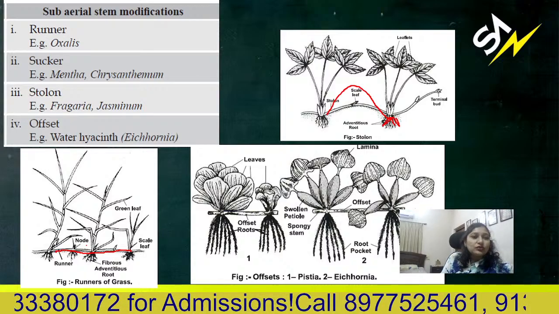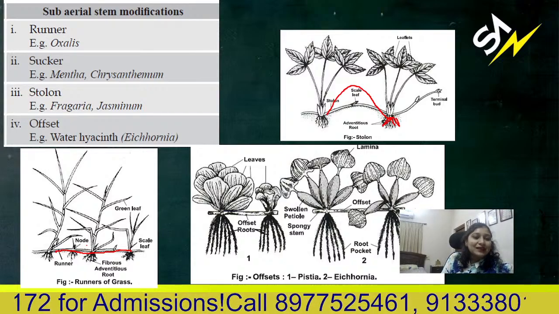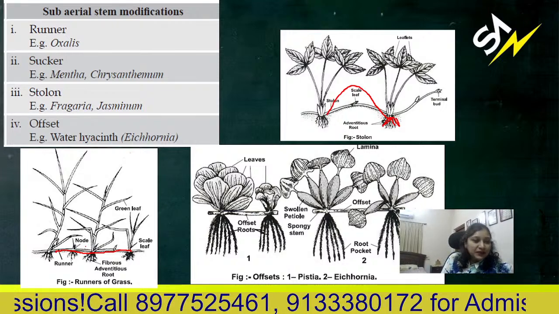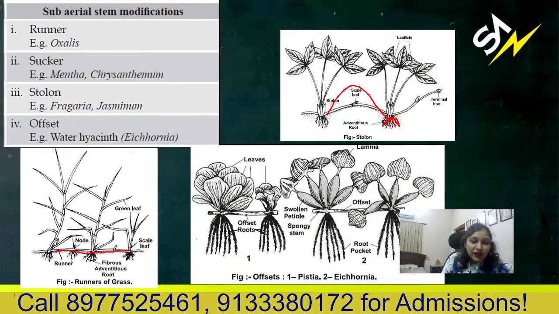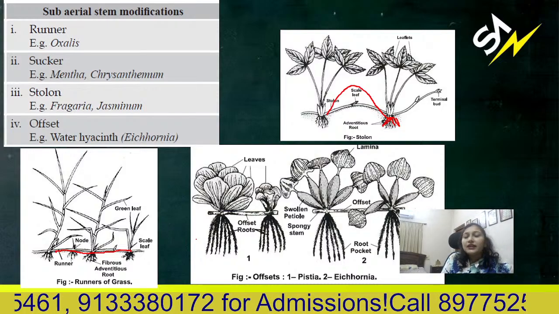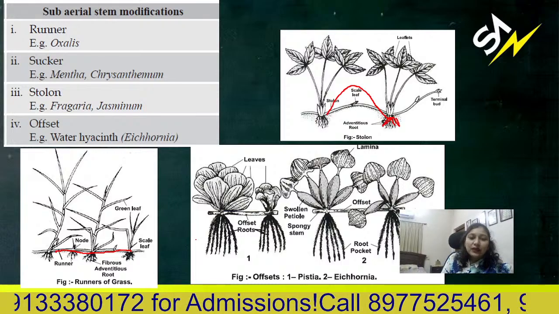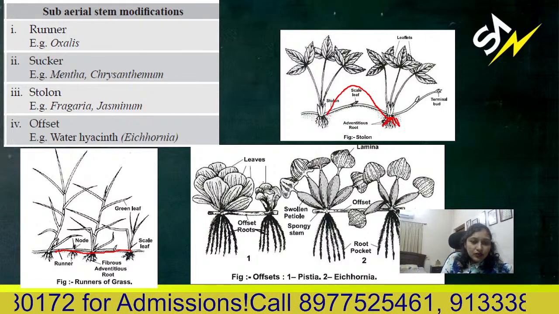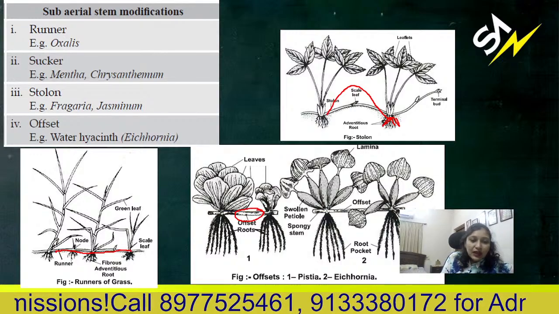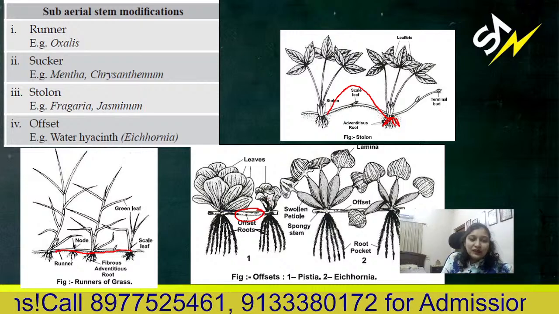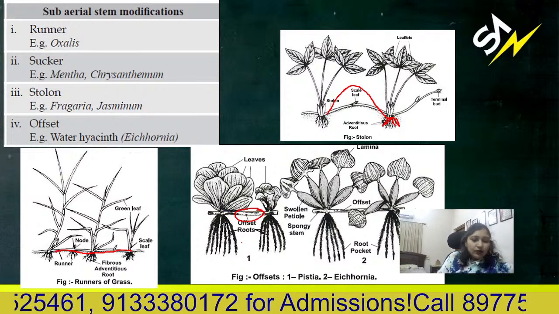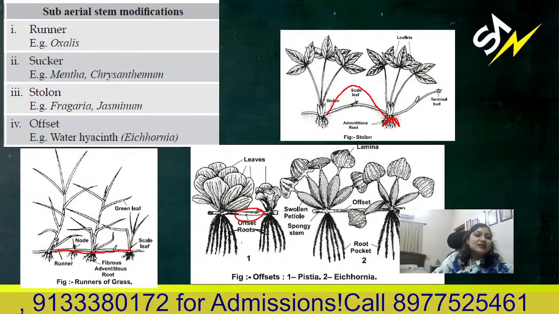The stem is modified just like roots to suck more water from the environment. Then offset, you mostly find this type of offset in water hyacinth or other hydrophytes or aquatic plants. At each node, with a short distance between the nodes, a set of leaves and a set of roots will develop. So this is about subaerial stem modification.